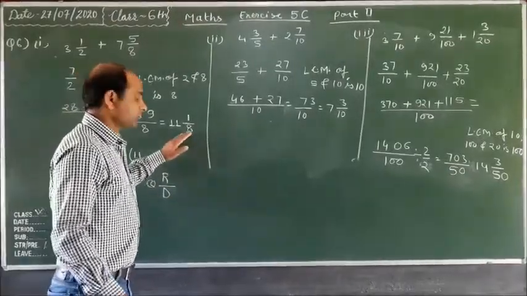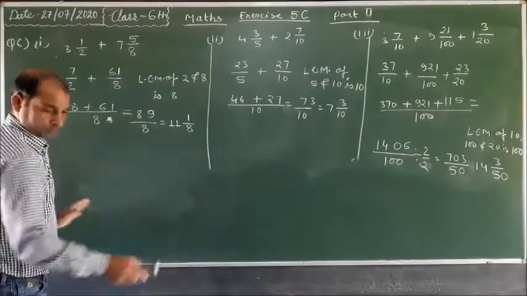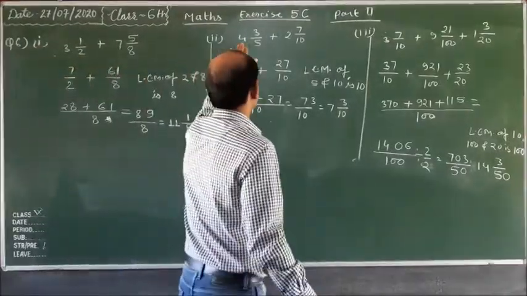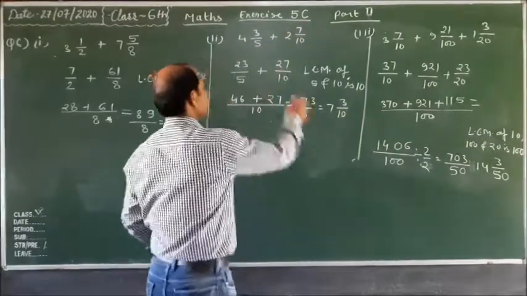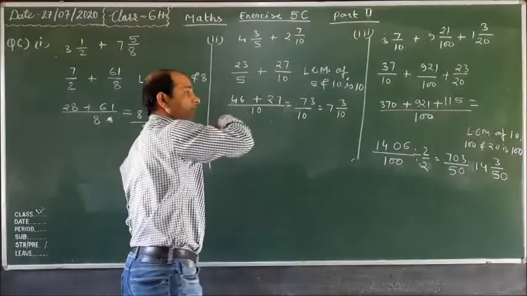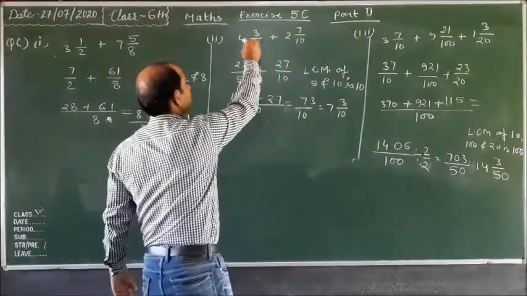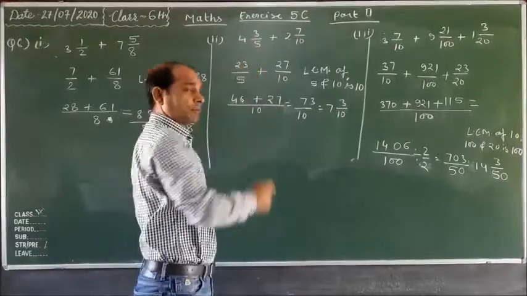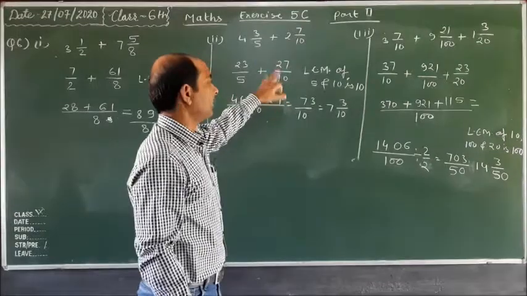Okay, this question is solved. Now question number 2, 4 over 3 upon 5 plus 2 over 7 upon 10. First we change the mixed fraction to the improper fraction. So 5 fours are 20 plus 3, 23 upon 5. 10 twos are 20 plus 7, 27 upon 10.